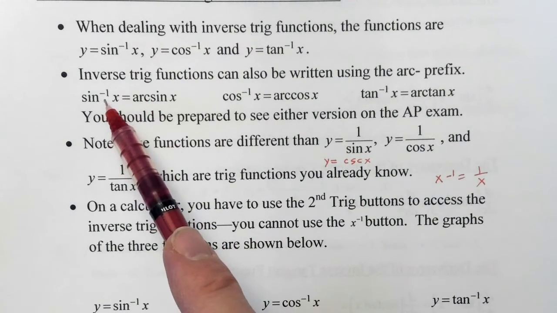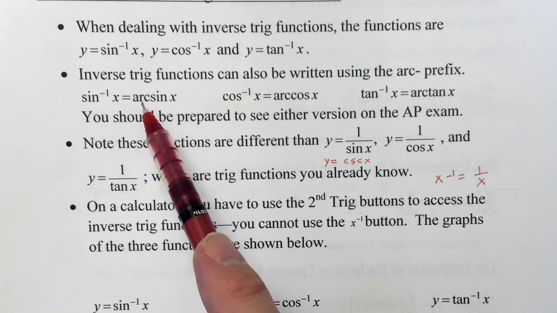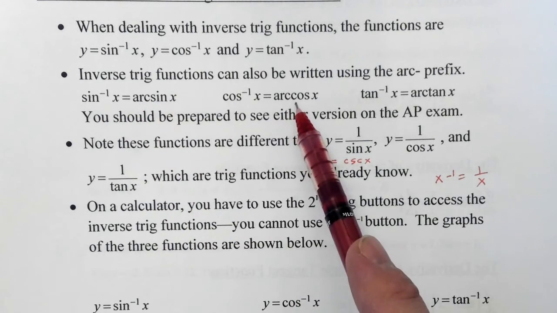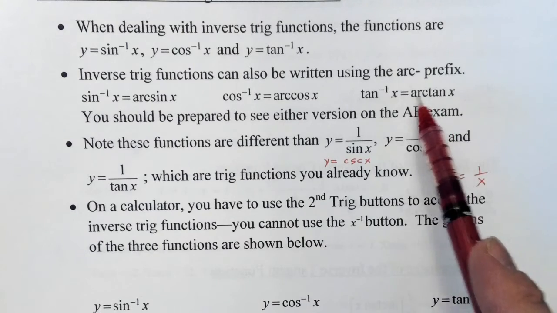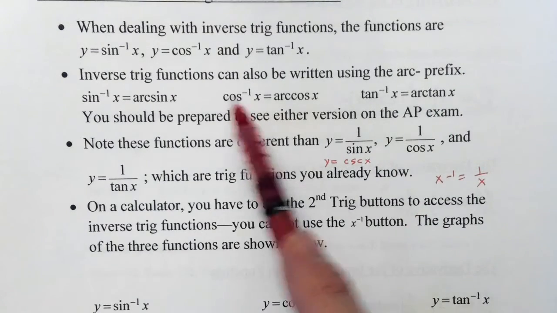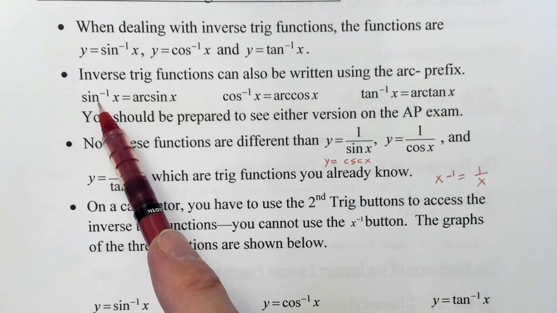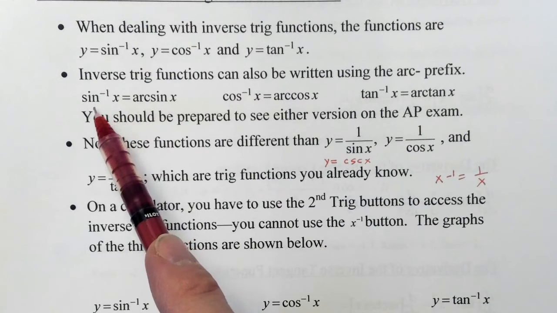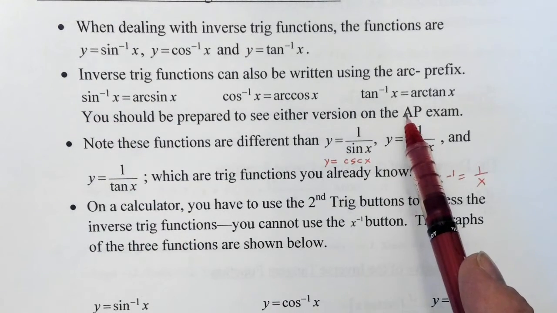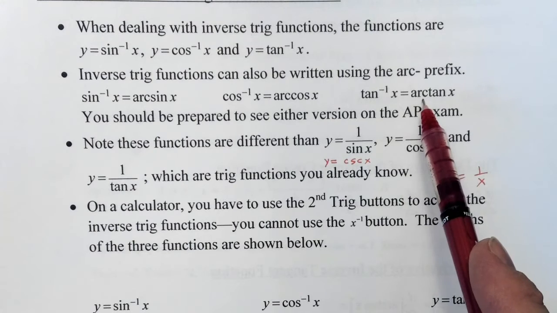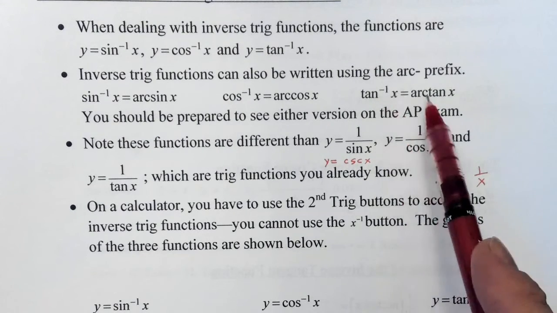In order to alleviate that confusion, another way of looking at inverse trig functions is not with the -1 exponent, but rather with the arc prefix. So arc sine, arc cosine, and arc tangent. Those are the exact same things as the inverse. It's just another way of writing it, another way of saying it. The AP exam uses both of them, so just be prepared to see either arctan or also inverse tan. They mean the same thing.